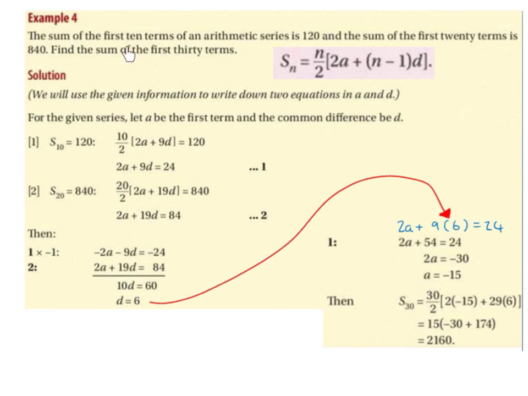The sum of the first 10 terms of an arithmetic series is 120, and the sum of the first 20 terms is 840. Find the sum of the first 30 terms.